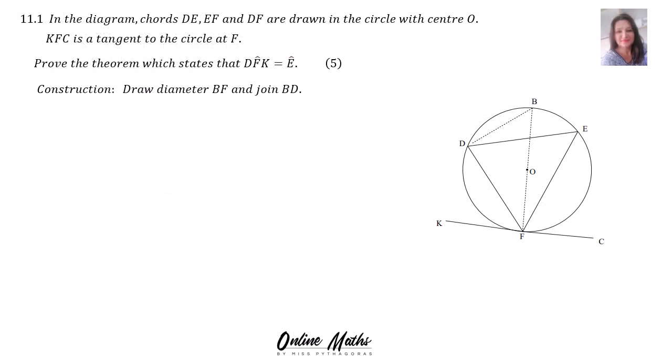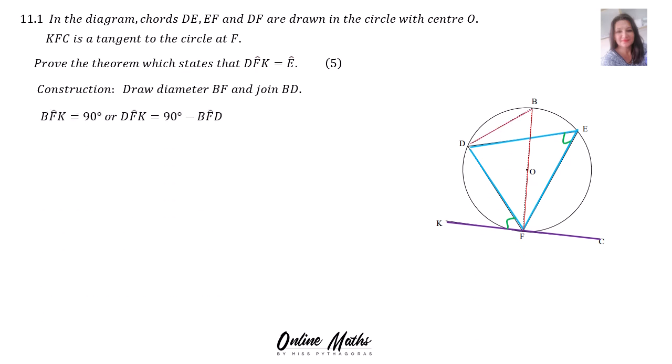11.1. In the diagram, chords DE, EF and DF are drawn in the circle with center O. KFC is a tangent to the circle at F. Prove the theorem which states that angle DFK is equal to angle E. So we start with the construction. Draw diameter BF and join BD.